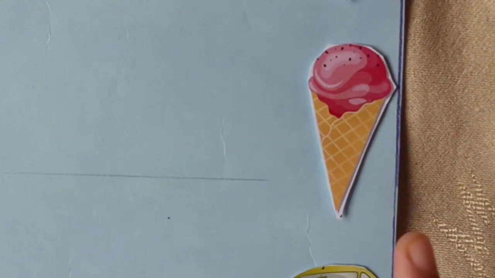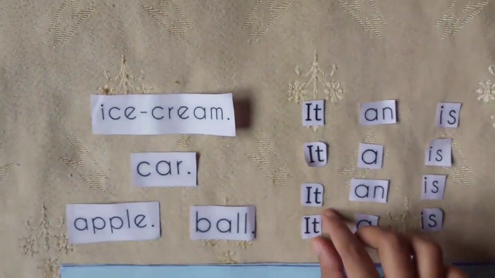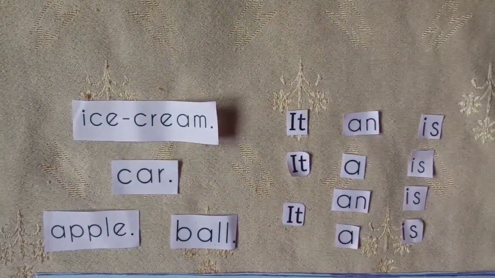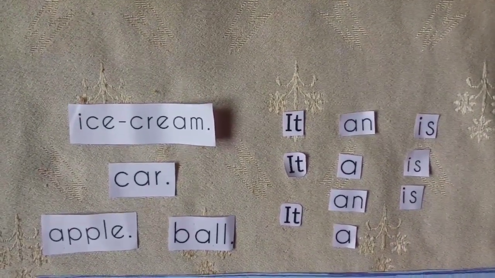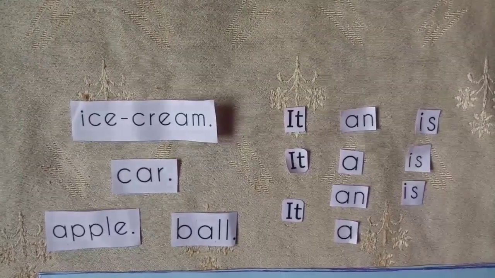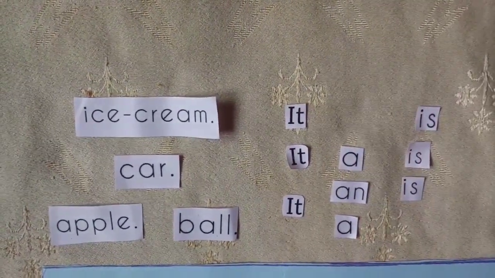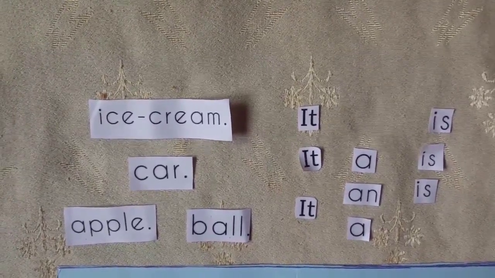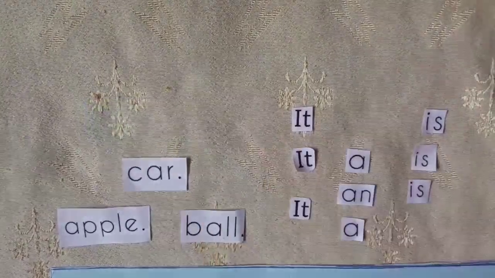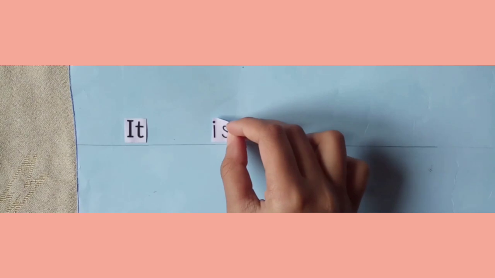The first image is of an ice cream. So let's pick up the words. I-T, it. I-S, is. Here, ice cream starts with alphabet I. So we have to pick up an because I is a vowel. I-C-E, ice, cream, C-R-E-A-M. Let's place it. It is an ice cream.